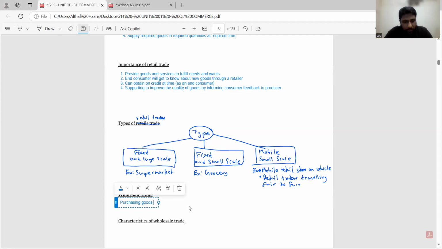Purchasing goods for the purpose of selling to resellers. A seller who engages in wholesale trade is known as a wholesaler.